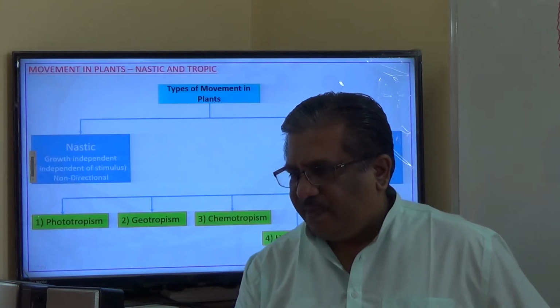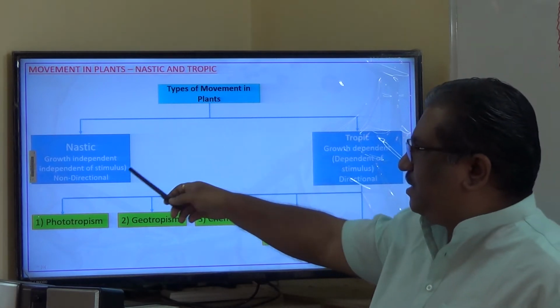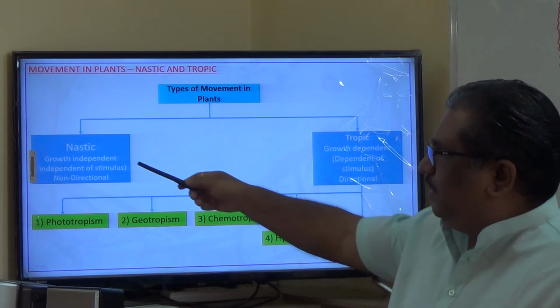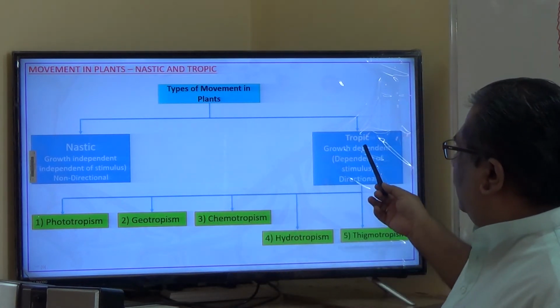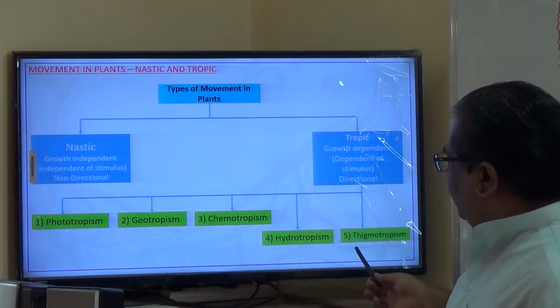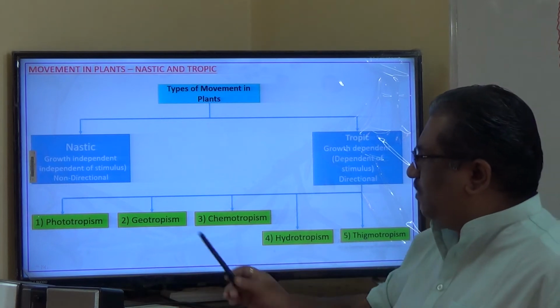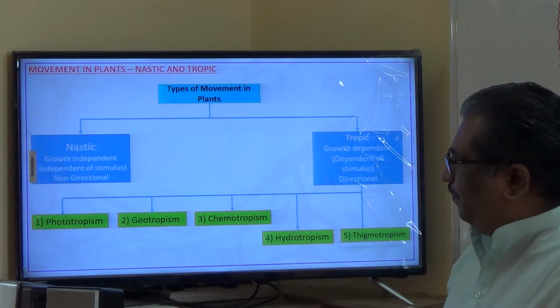The movements, plant movements are classified as nastic and tropic. Already these things I have discussed. So under tropic movements, once again we have how many types? 5 types. Phototropism, Geotropism, Chemotropism, Hydrotropism and Thigmotropism.